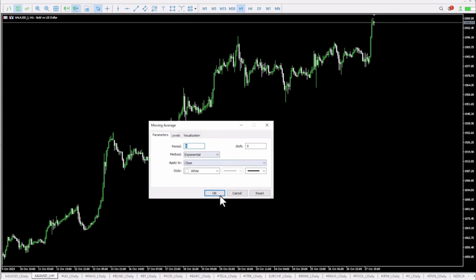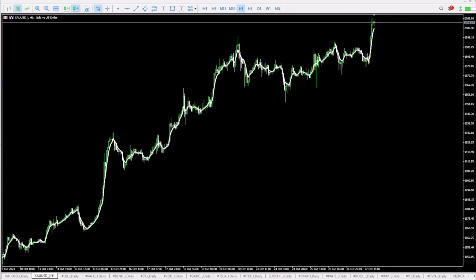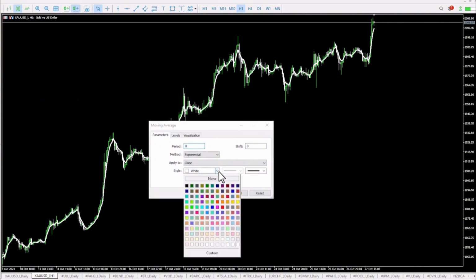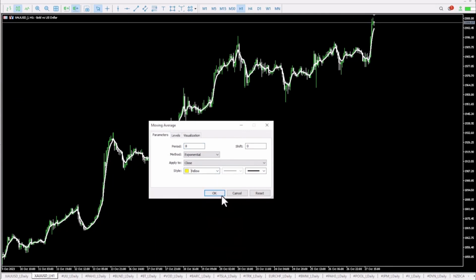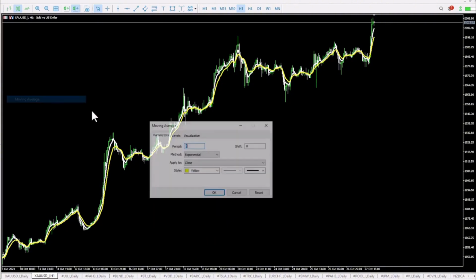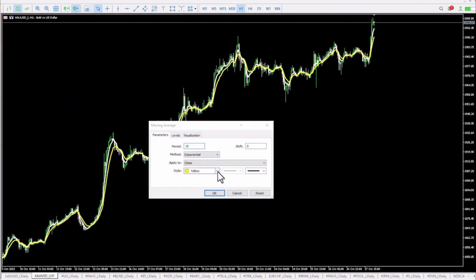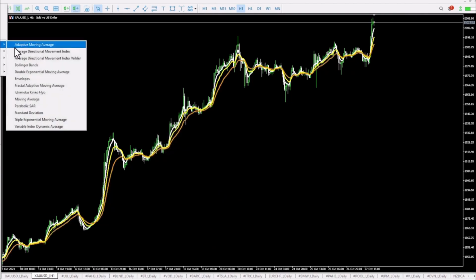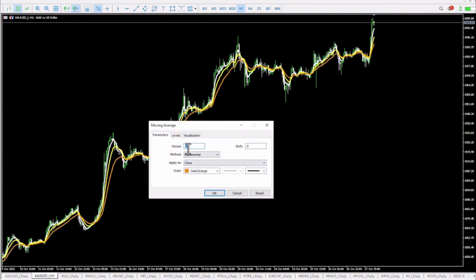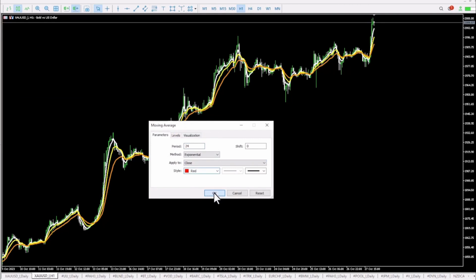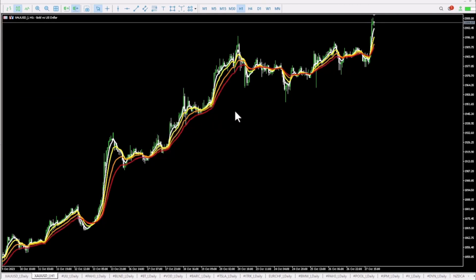The first one is EMA 4. The next EMA we add is EMA 8, which I usually set to yellow. Let's set the next one to orange. And the next EMA we use is exponential moving average 24. Try to use colors similar to the ones I'm using, as we receive signals from these.